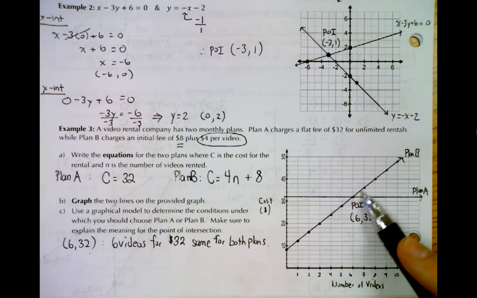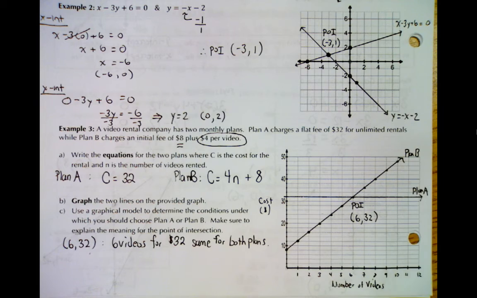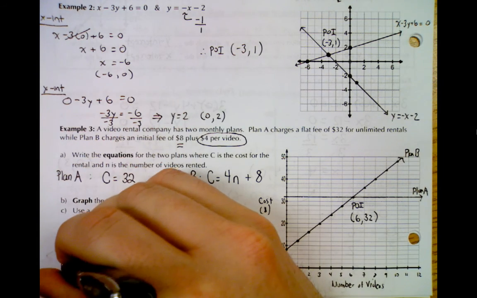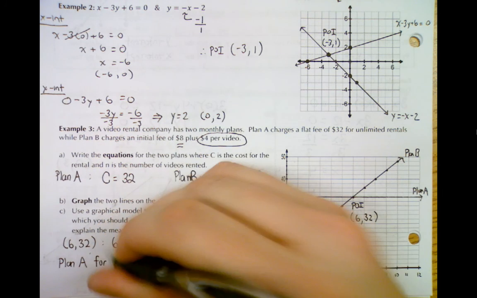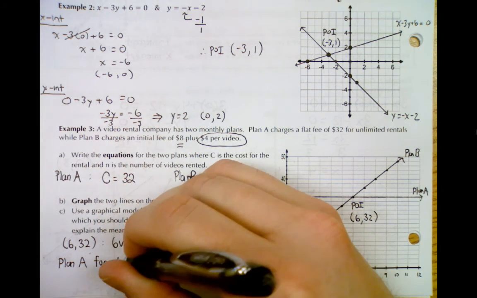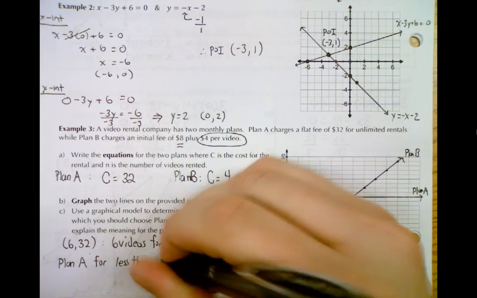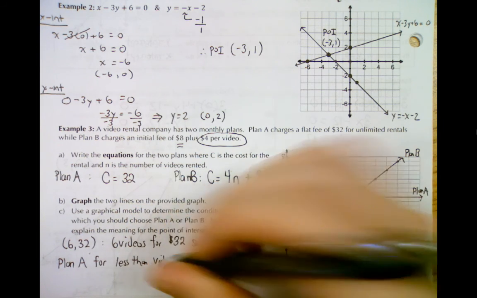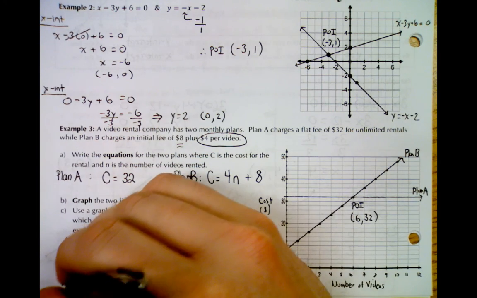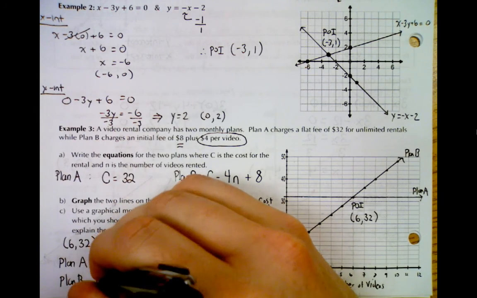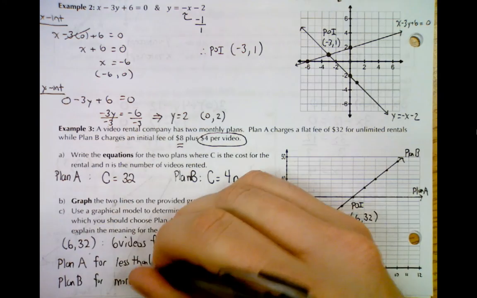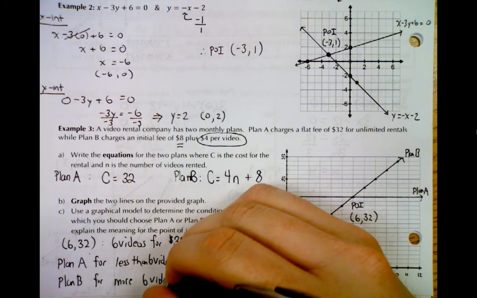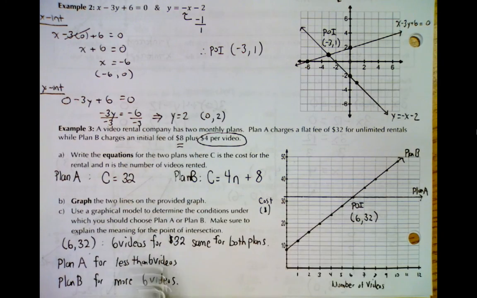Plan B becomes more than $32. So we should choose plan A for less than 6 videos. But plan B for more than 6 videos. For 6 videos, it doesn't matter which company.